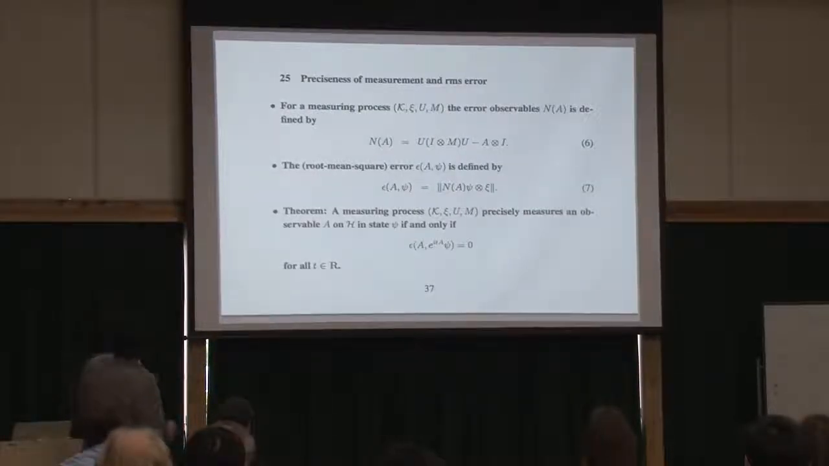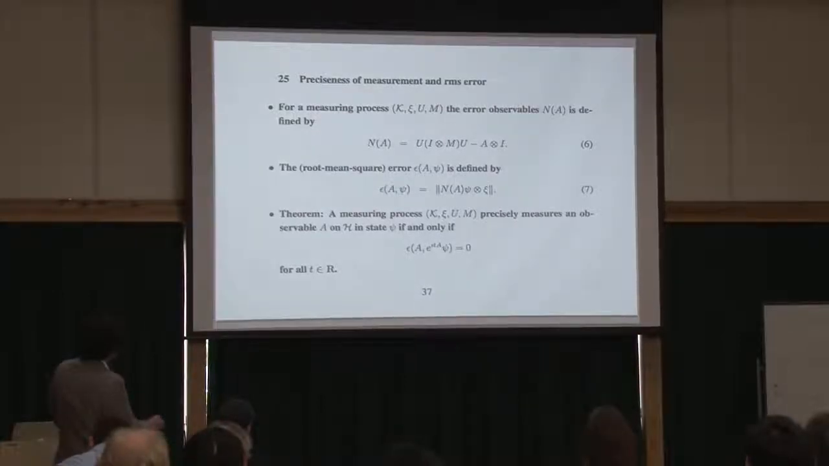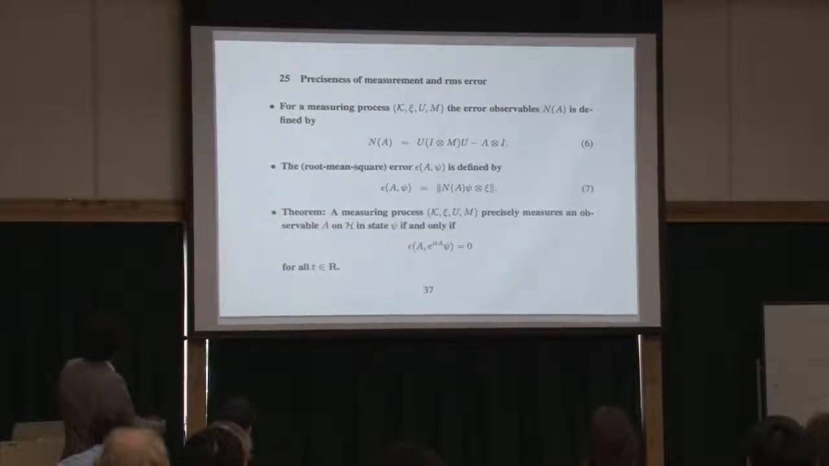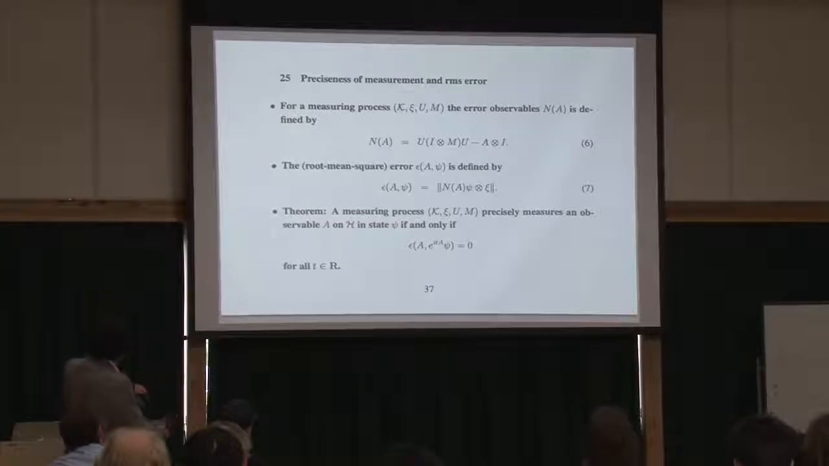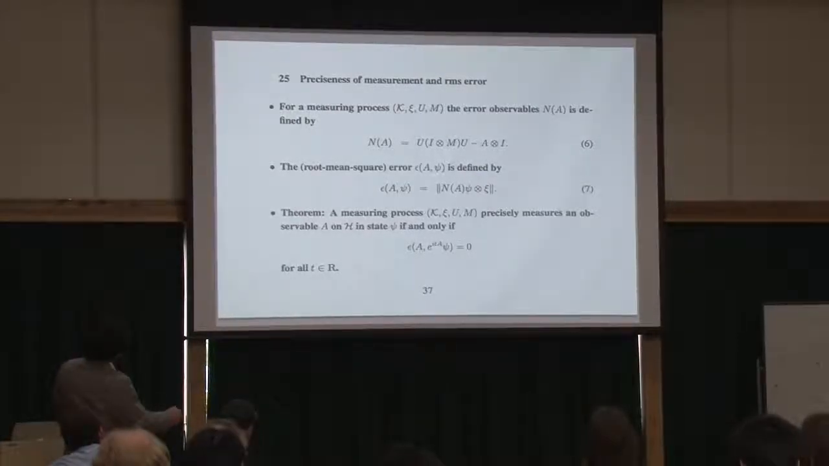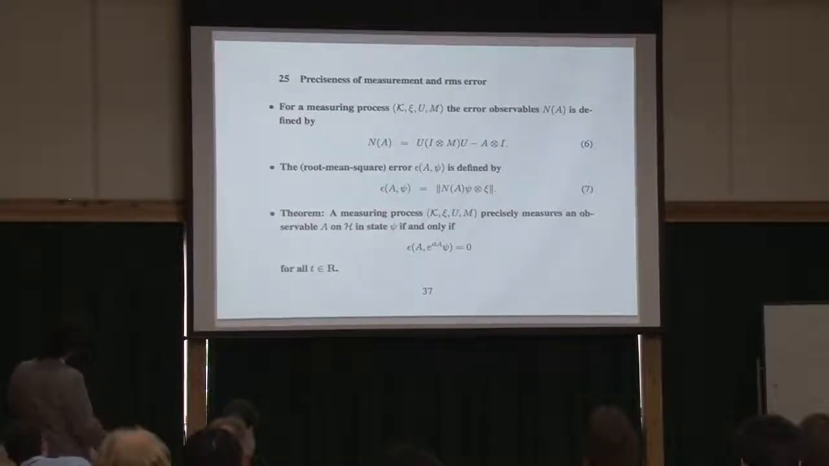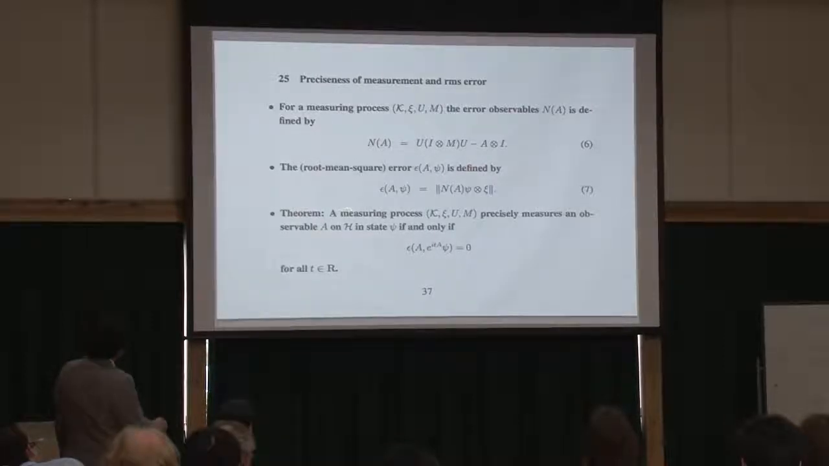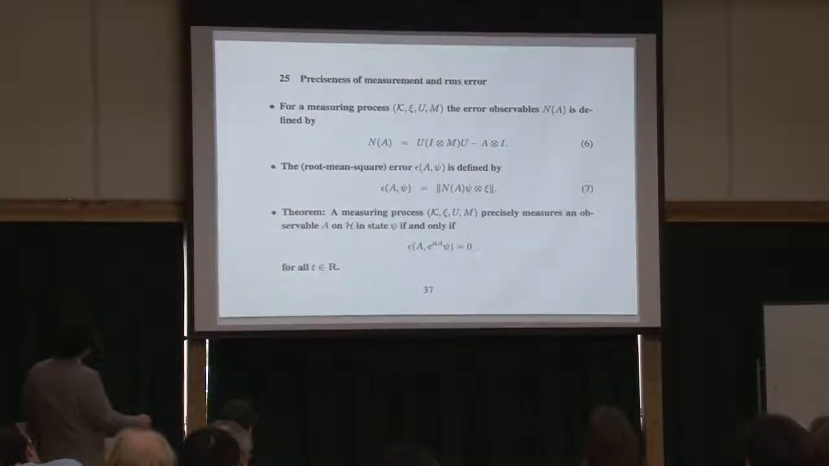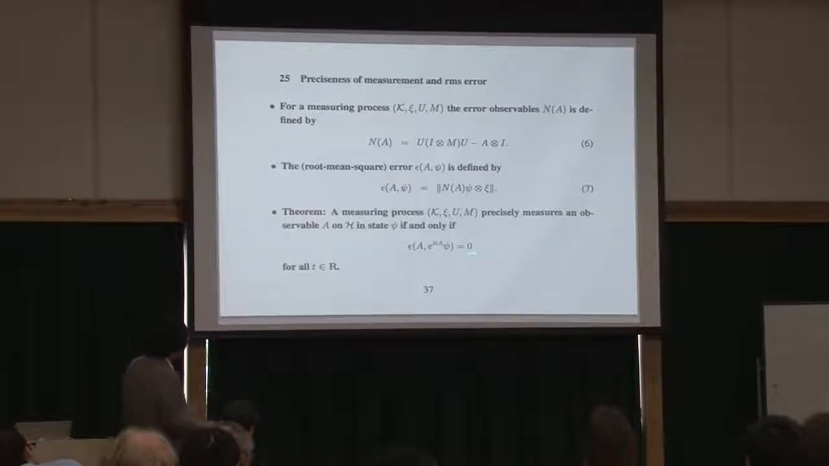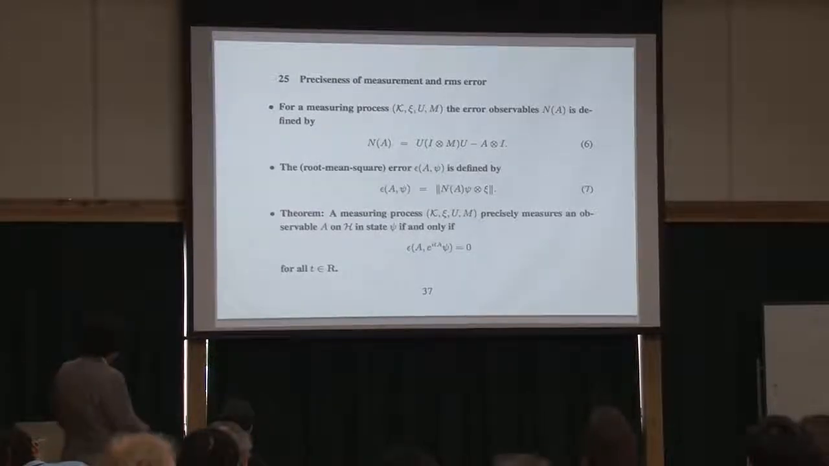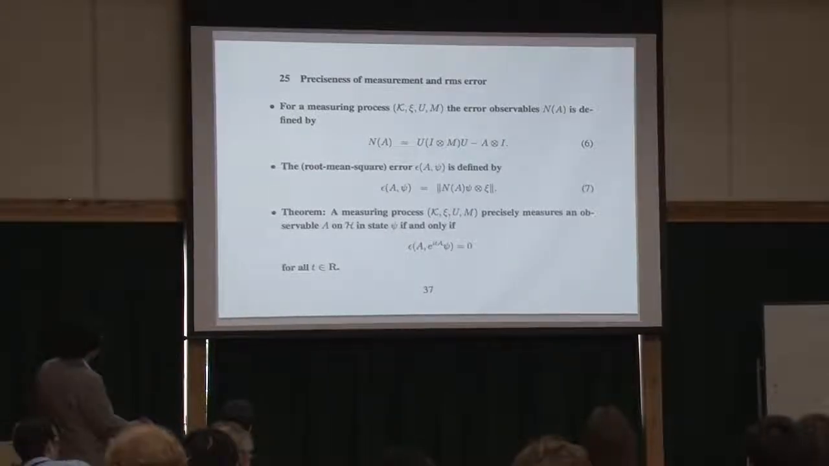Now we discuss the preciseness of measurement and the root mean square. We can define the root mean square in the following way. We define the error of this measuring process as the difference between the observable to measure and the meter observable after the interaction. Then the root mean square is defined as the root mean square of this error observable. A measuring process precisely measures an observable A in the state ψ if and only if this root mean square is zero for any state ψ slightly modified by the unitary operator, the exponential of A. In particular, if the measurement is precise, this error should always be zero, because it corresponds to the case t equals zero.